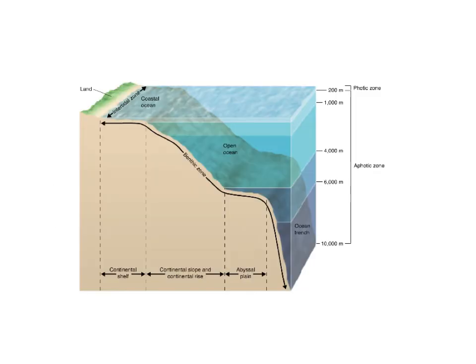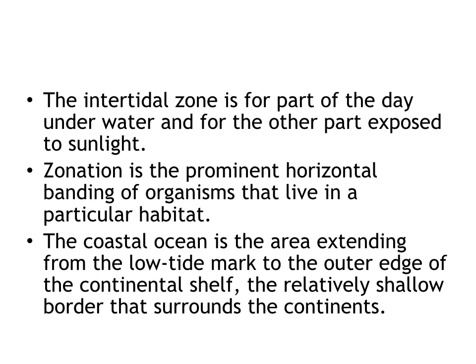So if we take a look right here, we can see a diagram. The top small area is the photic zone. Everything below that lightest blue is the aphotic zone. All right, and the intertidal zone is the part where the high tide will cover and the low tide will leave exposed. And the coastal ocean is that short part right before the drop off, right, into the open ocean. So the intertidal zone is for part of the day underwater and part of the day exposed to light.